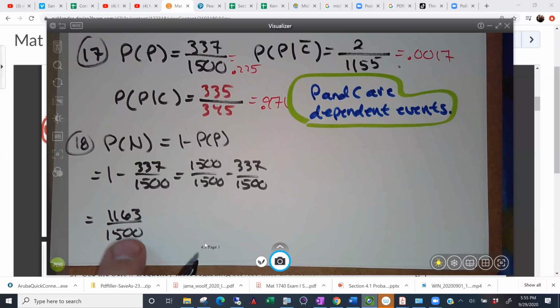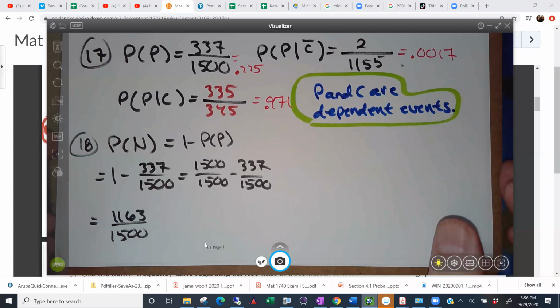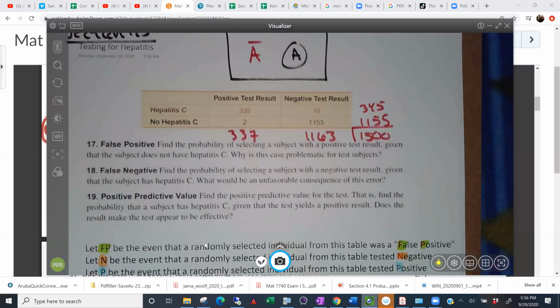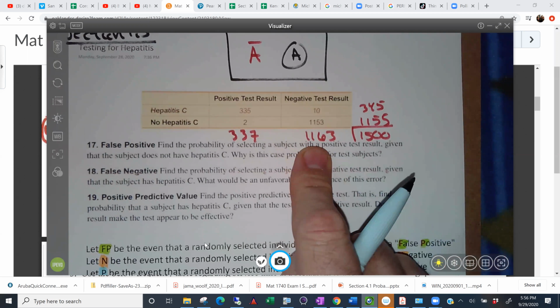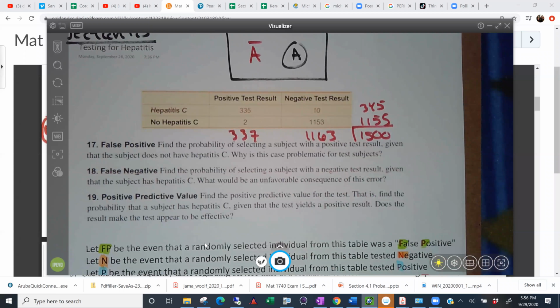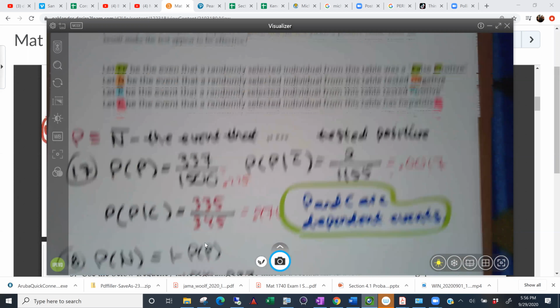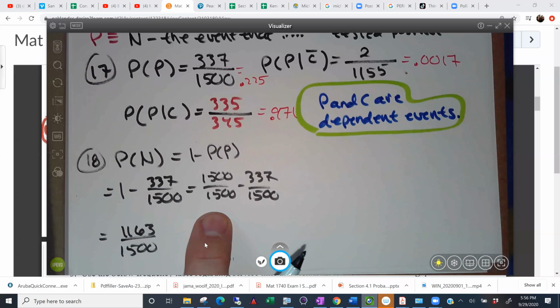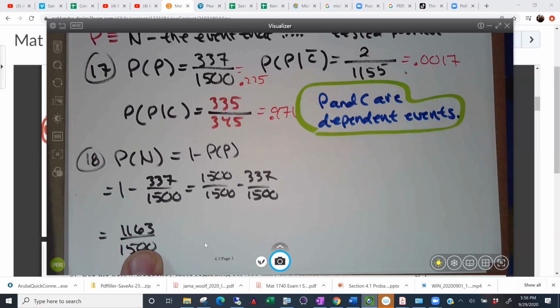Is there a different way I can get this number or make sense of this number? Anyone see it? The negative result. Yeah. There's 1,163 negative results out of 1,500 people tested. Simple. It's actually probably easier to calculate it directly as opposed to using the complement rule. But it's just a good practice problem for the complement rule. Okay. Do I expect you to calculate this way in a test? No. I'd probably calculate it directly off the table rather than the complement rule. That's just me.